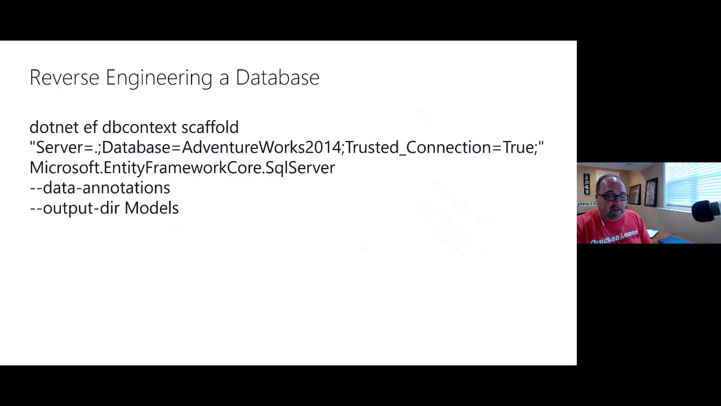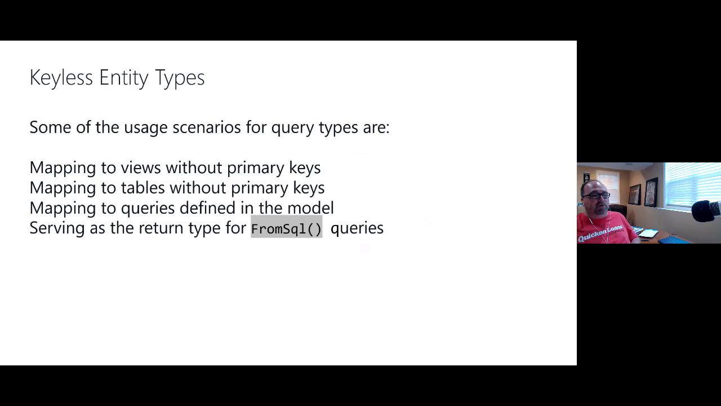So you can reverse engineer that, but what is really happening is we're using a new feature that came in EF Core 2.0, which was keyless entity types. Keyless entity types are used for mapping views that naturally don't have primary keys, because views in general don't have primary keys. They're just a view that's created on the database on the SQL Server side. But also we can now map to tables that don't have primary keys. We can map to queries defined in the model.